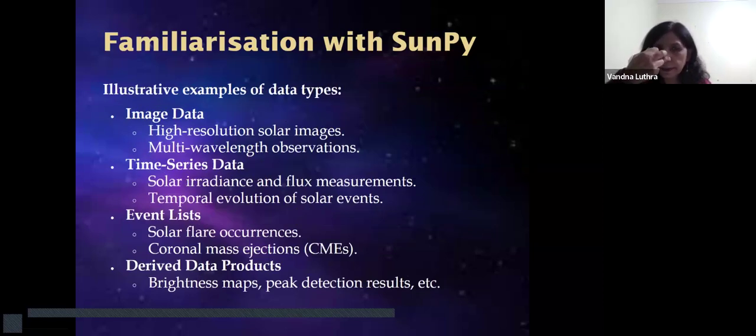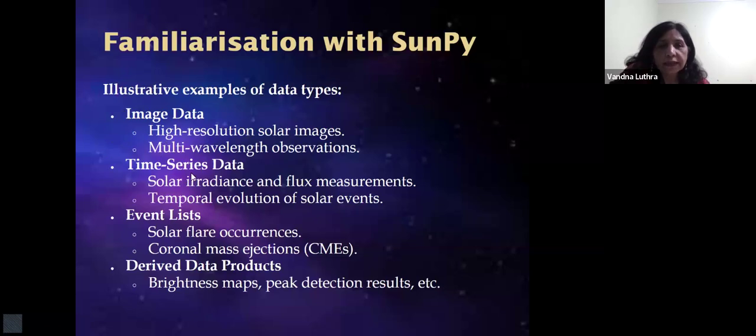When talking about SunPy, it is also important to understand the data types. Data types could be image data, which can be high resolution solar images and multi-wavelength observations. We just saw why multi-wavelength observations are important for the analysis of the sun's data. Time series data would mean solar irradiance and flux measurements, and the temporal evolution of solar events. Spatial evolution can also be there, as well as the temporal evolution of solar events.